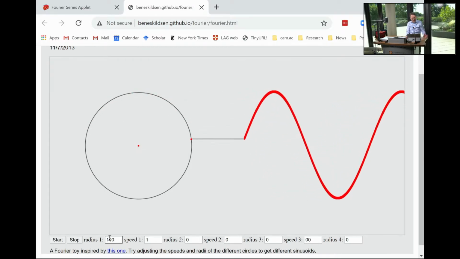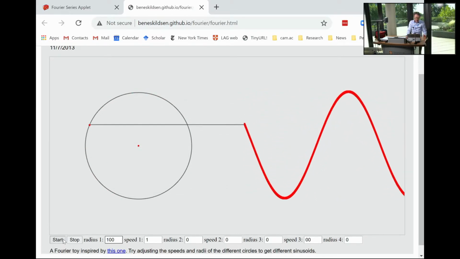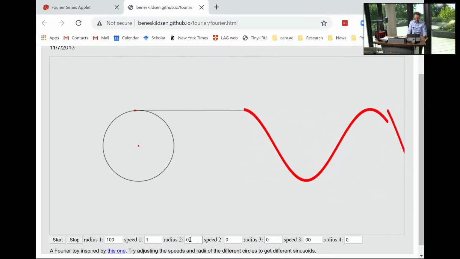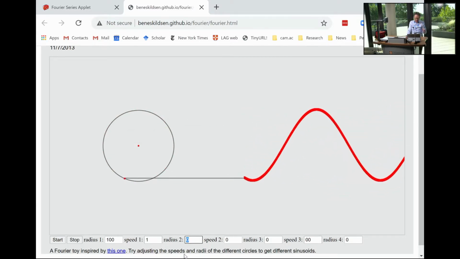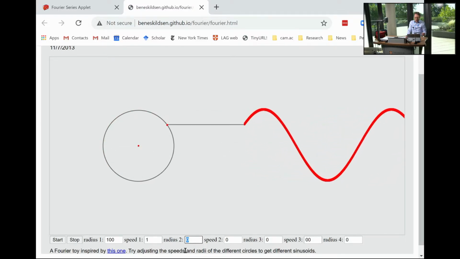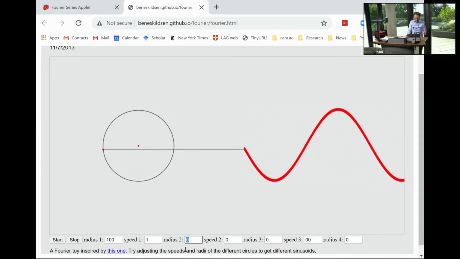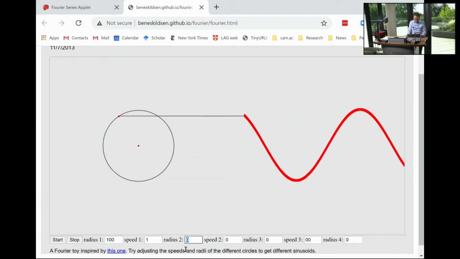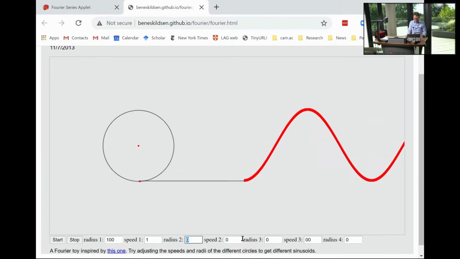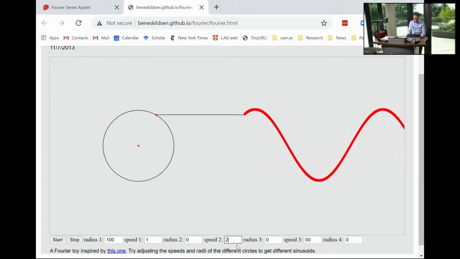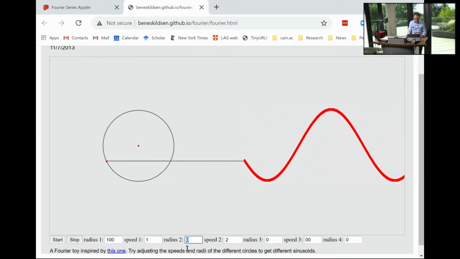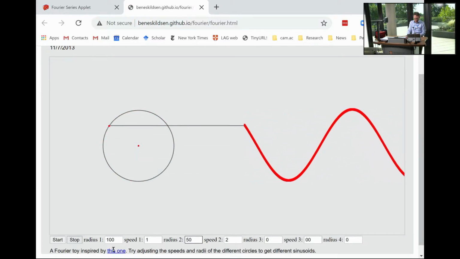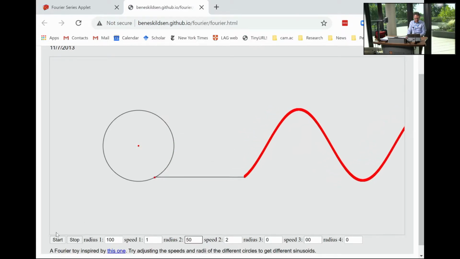And so now let's add in another component. So this is radius 100. It goes at speed 1. Let's add in another frequency component, e to the i 2 omega. So the speed would now be 2. Let's make it 2 times the original one, and let's make the radius half of that first one. So it's 100 for the first one, 50 for the second one.